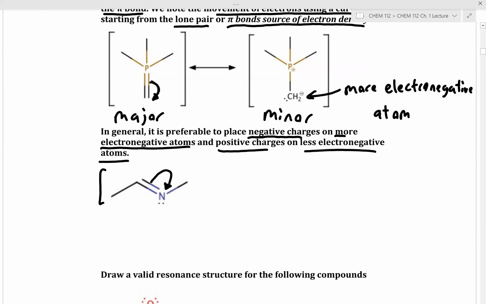I'm going to put this structure in brackets and draw my double-headed arrow. Note it's not two arrows, it's one double-headed arrow. You don't want to indicate equilibrium by accident. And then we end up with the following resonance structure.